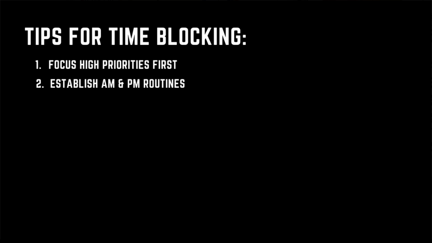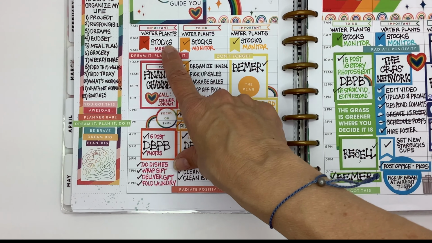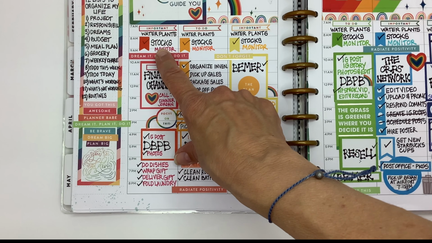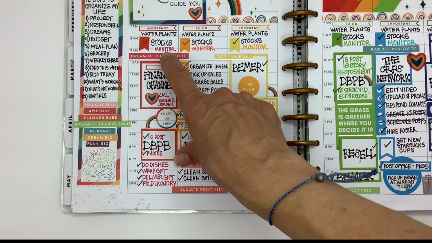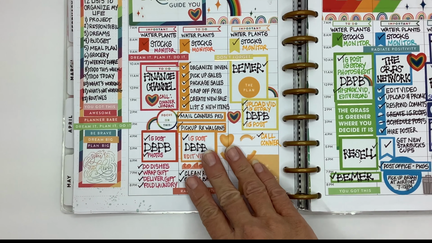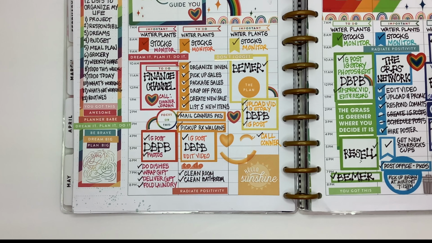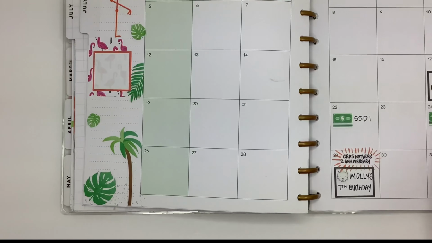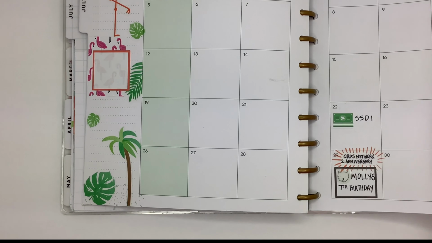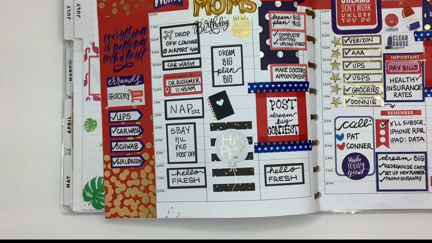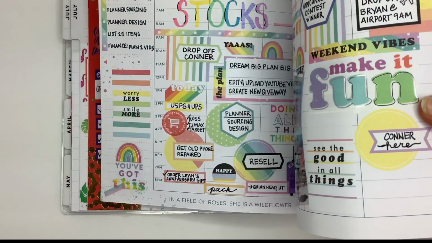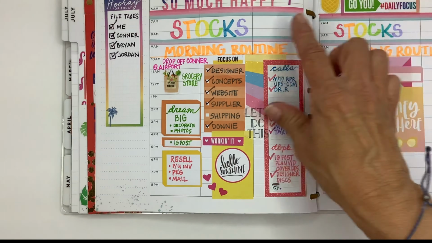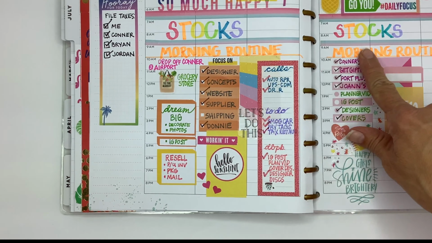Next, another tip is to establish morning routines and evening routines. As you can see, I have my routine sort of in here where I water plants, I check on my stocks, monitor my stocks. I also sometimes just put in my planner that morning routine, and I have a pretty good idea now what my morning routine is, but sometimes I'll just mark in here 1 hour.